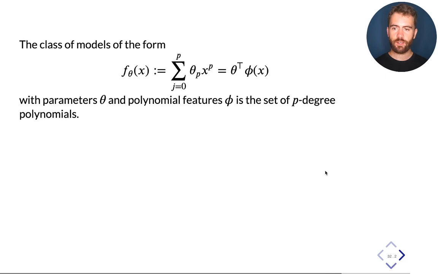And so if we consider the following model class, which consists of all linear models over this feature function that we have just defined, then our model class is essentially the set of all the polynomials of degree p. So in other words, here we have the beginnings of a new supervised learning algorithm, as we have defined a model class that contains all polynomials of degree p.